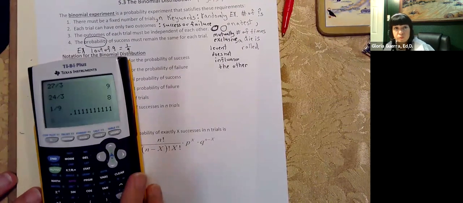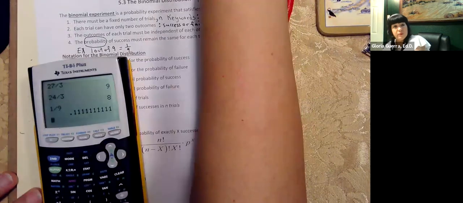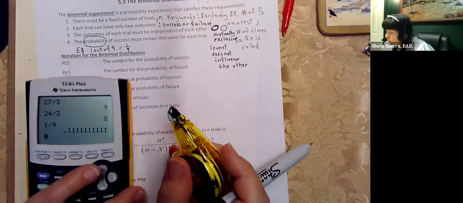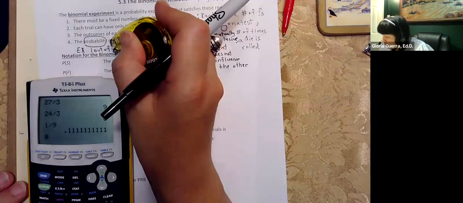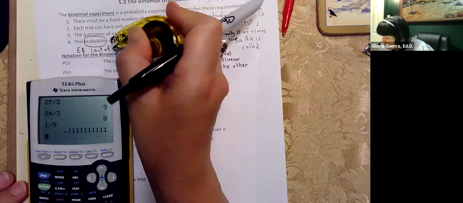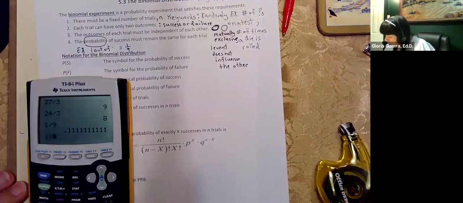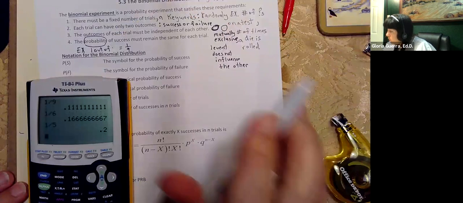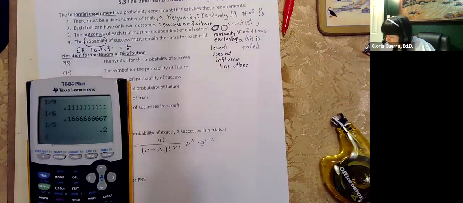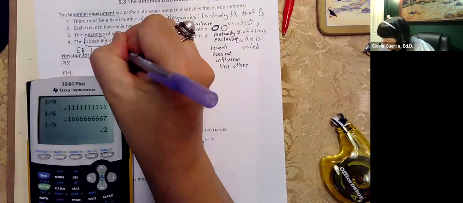So let me instead use something that terminates. If something repeats like that, we don't want to round it off because we'll have round-off error. So you would actually have to use the 1/9. But let me do something like 1 out of 5. 1 divided by 5 is 0.2. So let me use that as an example.